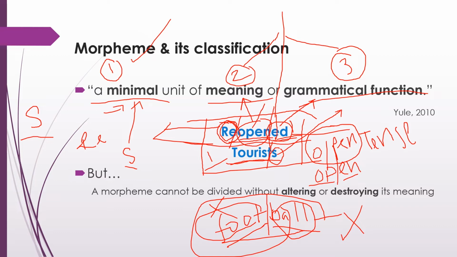Whenever these two things come together, only then can we say whether it is a morpheme or not. So in these two words, we can say that in the first word we have three morphemes, re, open and ed. And in the second word we have two different morphemes, tourist and s. But you need to remember that a morpheme cannot be divided without altering or destroying its meaning. That's what we are referring to as a minimal unit. That's why we are saying that we cannot alter or destroy its meaning. We cannot say o and pen by altering the meaning of open.